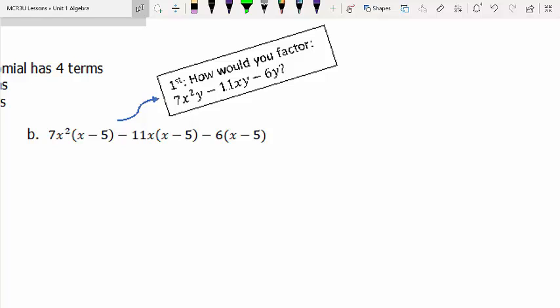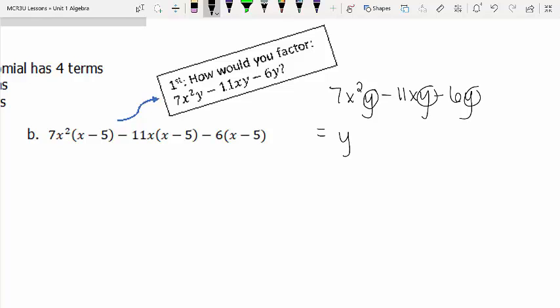So without looking at part B, let's just look at this example here. That expression I just wrote down, that polynomial, how would you factor that? Hopefully you look at it and say, okay, common factor something. I can factor out that y, because each term has a y. So I'm just going to factor out that y, put it out in front, and what's left over goes inside of the brackets.